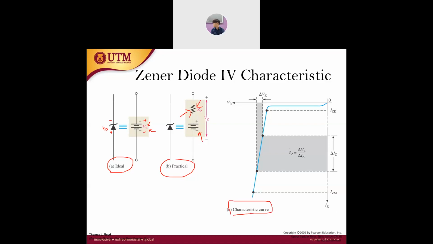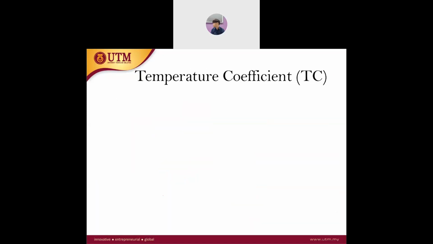Okay, so how we derive that ZZ is actually delta VZ over delta IZ, which will give you the value of your impedance. Delta VZ is here divided by delta IZ, which is this value. So we get the Zener impedance. The constant voltage is represented by a DC voltage source. So next is the temperature coefficients.